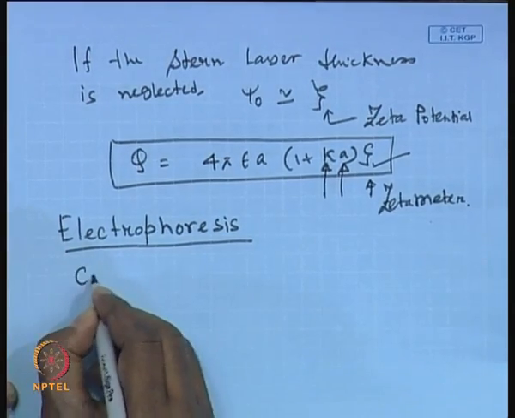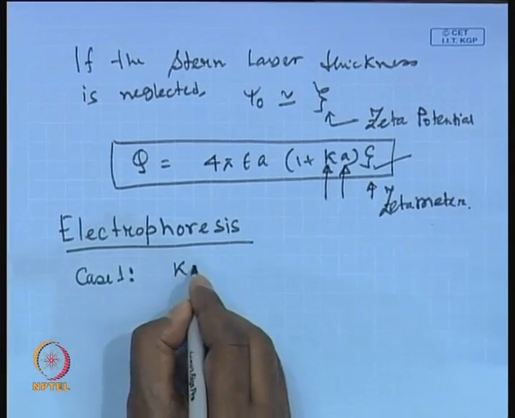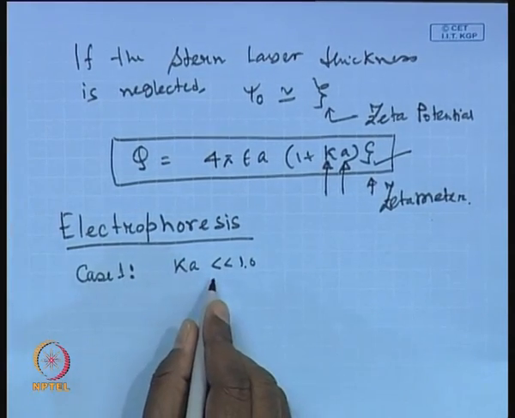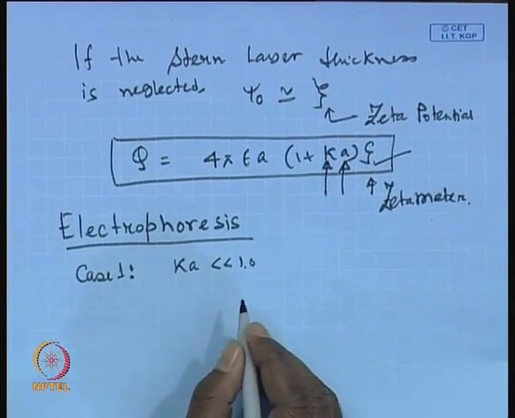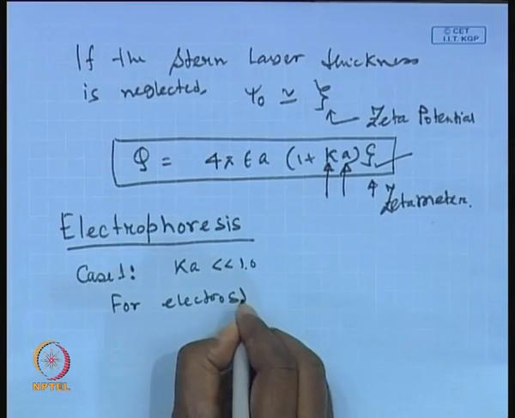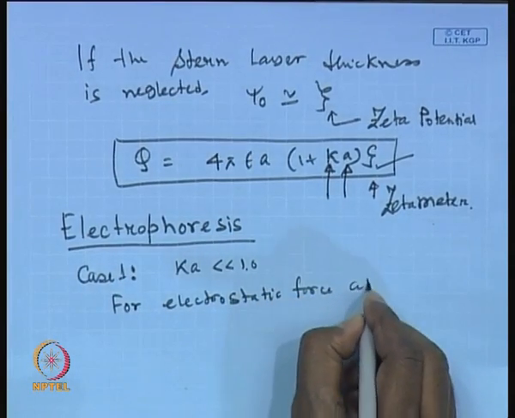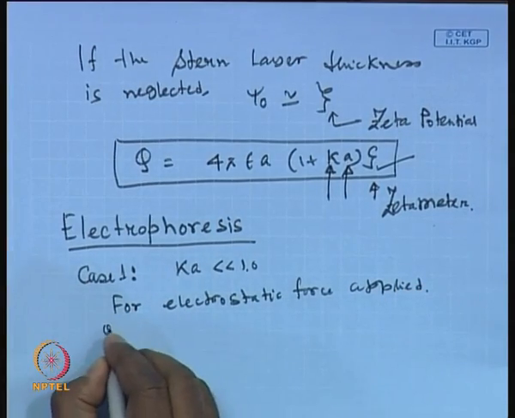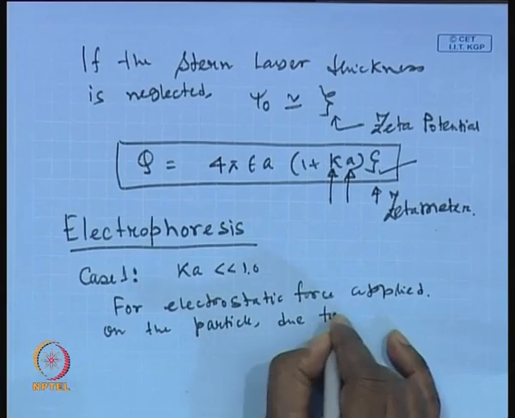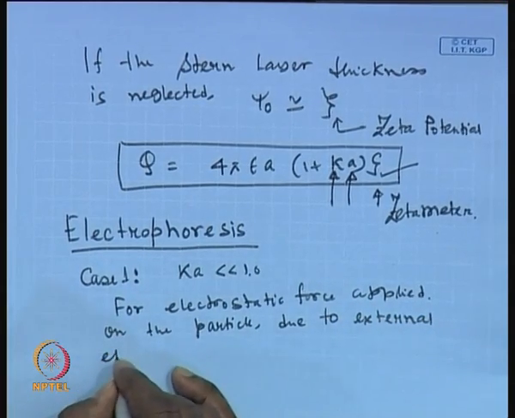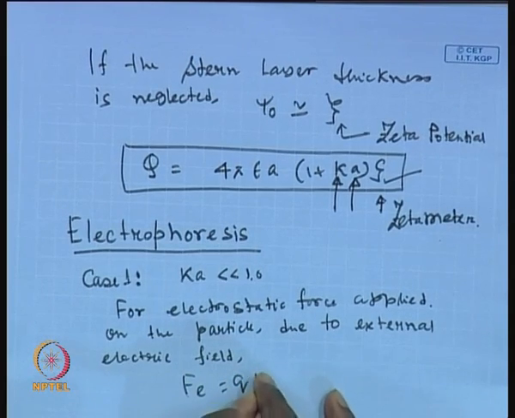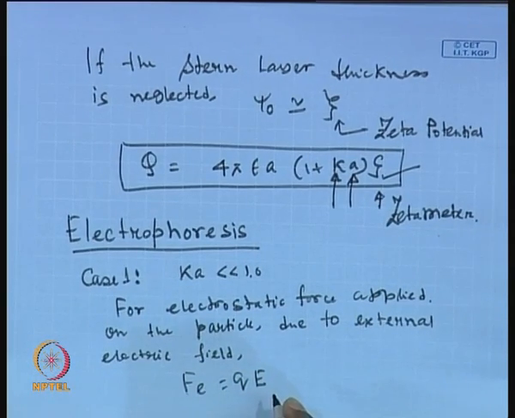There are two cases of electrophoresis that we will consider. Case number 1 is kappa A much less than 1, and case number 2 is kappa A much greater than 1. So for the electrostatic force applied on the particle due to the external electric field, it becomes F_E, which is nothing but Q multiplied by E, where E is the field strength. That all of you know.